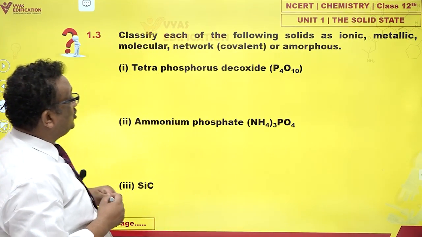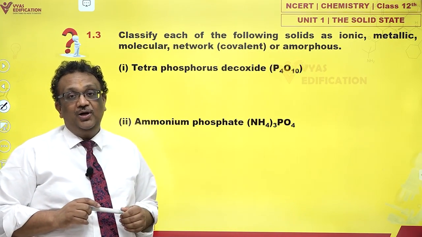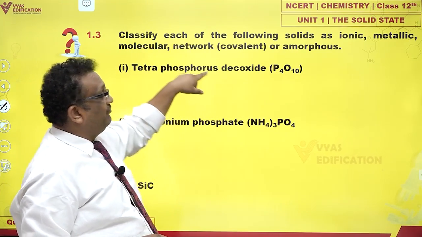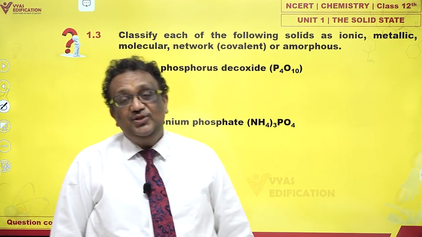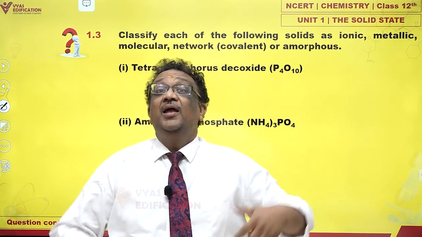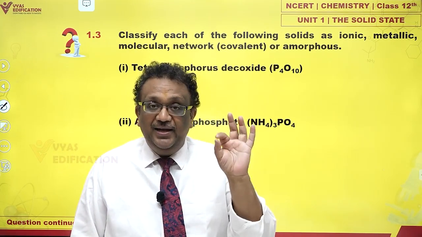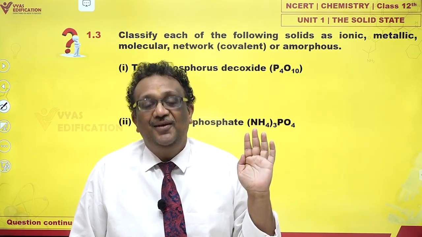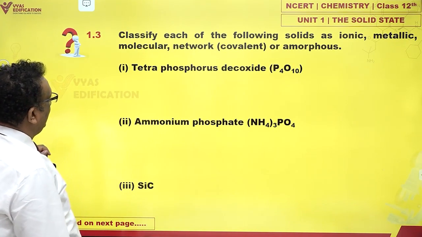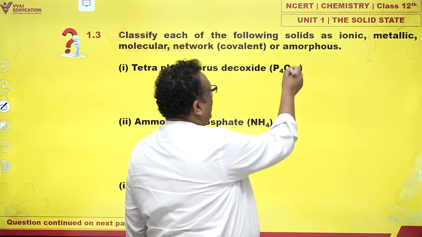Classify each of the following solids as ionic, metallic, molecular, covalent network or amorphous. Please note, first, ionic, metallic, molecular or network covalent solids are crystalline solids. So you have to distinguish between crystalline and amorphous. If crystalline, which type of crystalline? Because there are 4 types: ionic, covalent, metallic, and molecular solids, of course. So let's take a look. P4O10. Now P4O10 is a molecule.